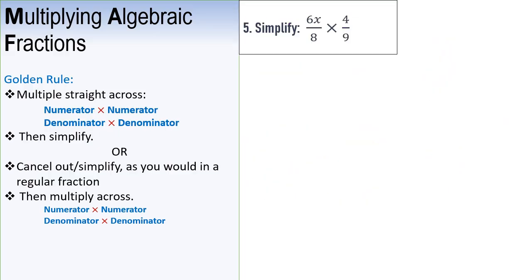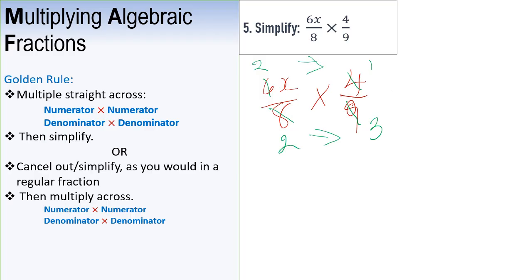Moving on to our fifth example, we have 6x over 8 multiply 4 over 9. From here you can go ahead and do your canceling out. 3 into 6, 2 times. 3 into 9, 3 times. 4 into itself, 1 time, and 4 into 8, 2 times. Now you go ahead and you multiply across. 2x times 1 gives you 2x over 2 times 3 is 6. And from here you can simplify more. 2 into itself 1 time, 2 into 6 3 times. So your answer is x over 3.